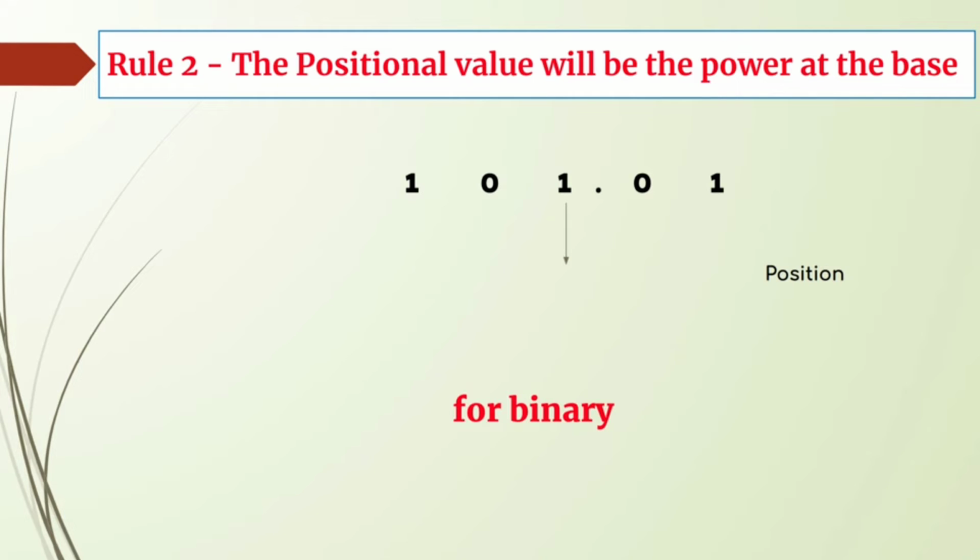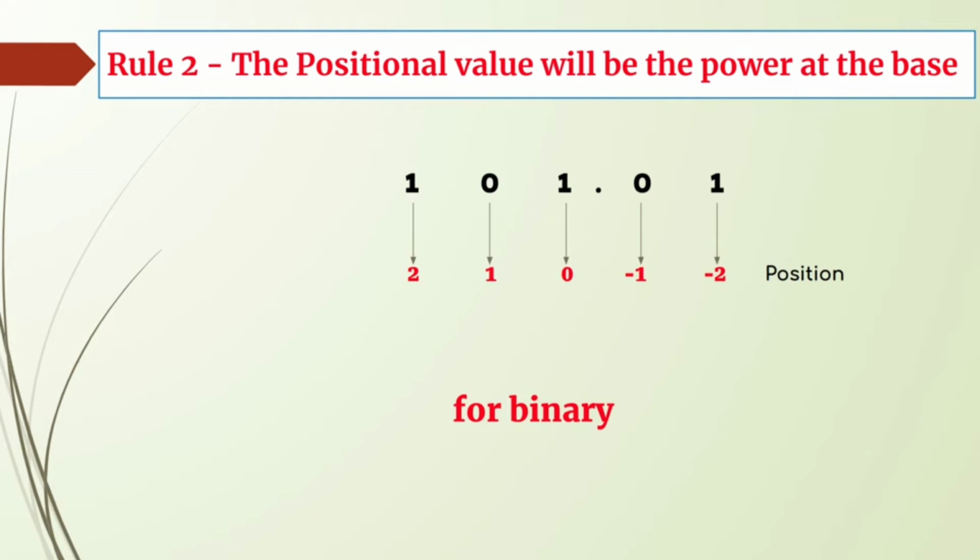So for the first digit 1, the positional value will be 0, and for digit 0, the positional value will be 1, and for digit 1, the positional value will be 2. Now we will set the positional values for the right portion. For digit 0, the positional value will be -1, and for digit 1 the positional value will be -2. Now our second rule will start.